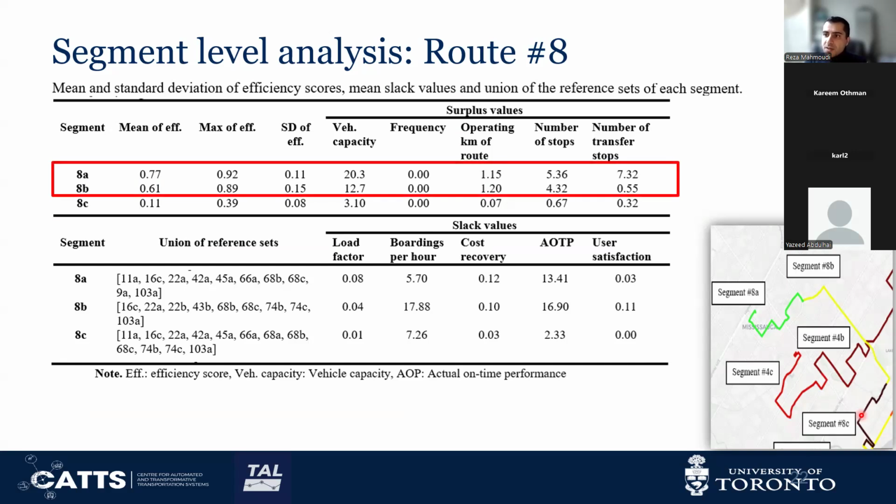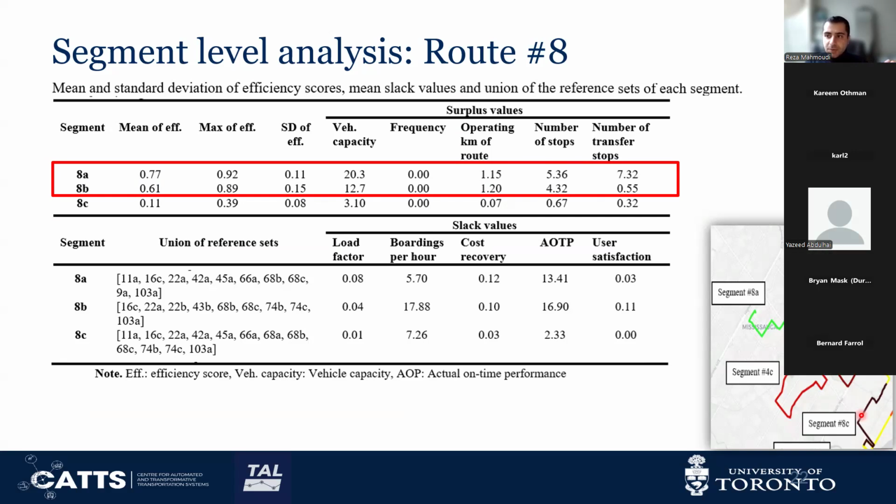If we look at the results of T-Spark for segments 8A and 8B, we will see that the average efficiency score for 8A was almost 80%, and for 8B was almost 60%. But the maximum efficiency score that they have touched was almost 90%, which shows a good potential for these segments to perform much better than what they are doing right now as fixed route transit segments. So our results suggest keeping these segments as fixed route transit segments and improving their performance just by redesigning them or replanning their operation.